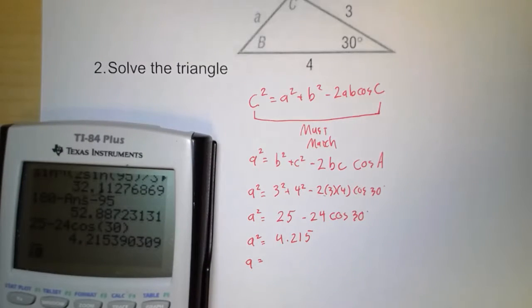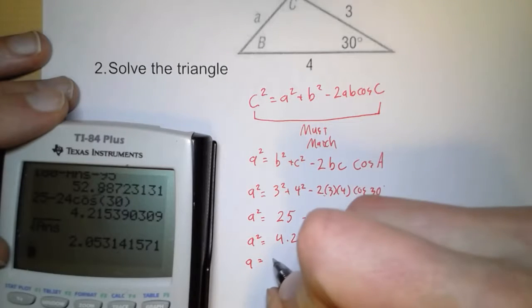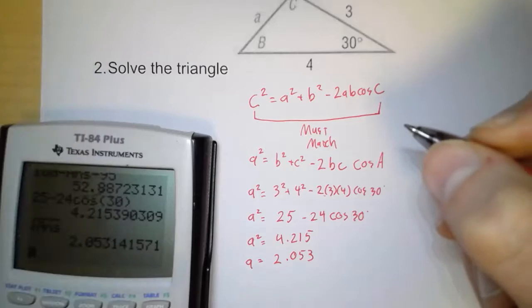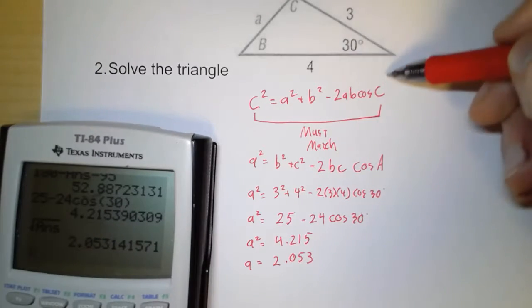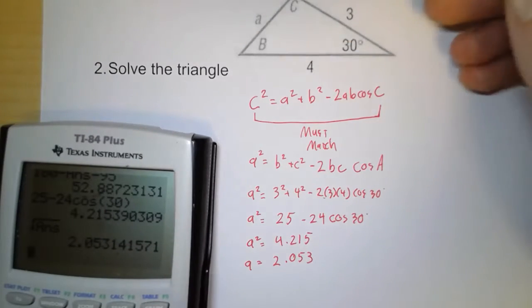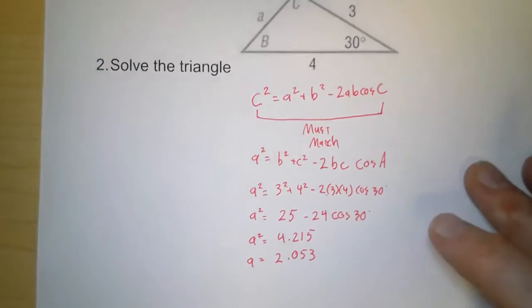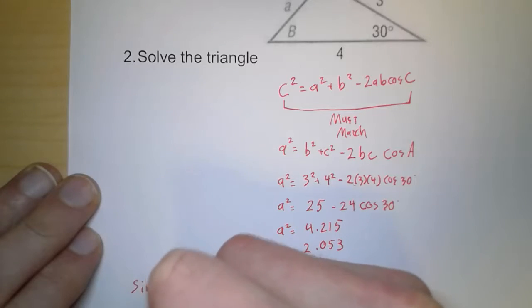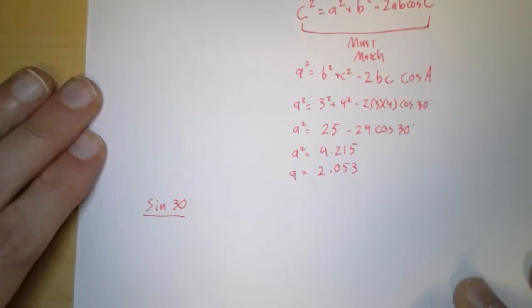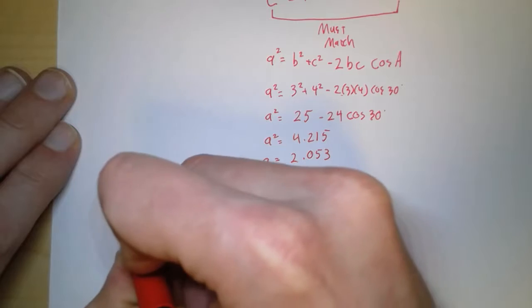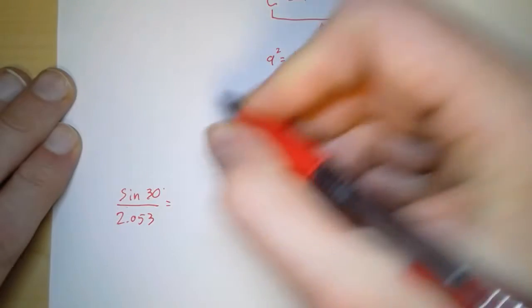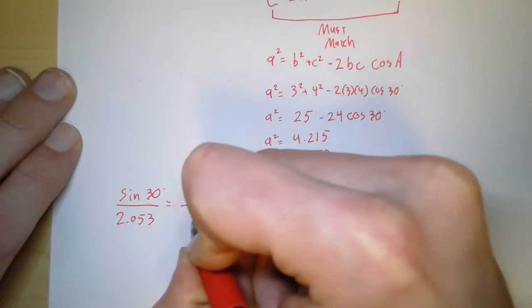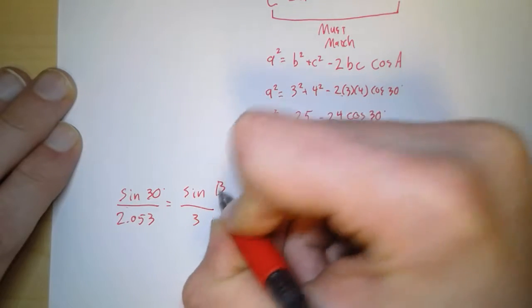So when we take the square root of our answer, we get A to have a value of 2.053. So now that we have A, law of sines kicks in. So now we can say sine of the angle we know, which is 30, over 2.053, which is what we just found, equals sine of, and I'll choose B, over 3. That's the side that corresponds with it.